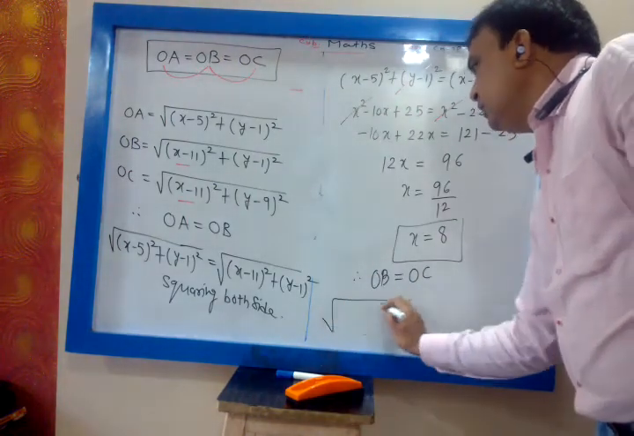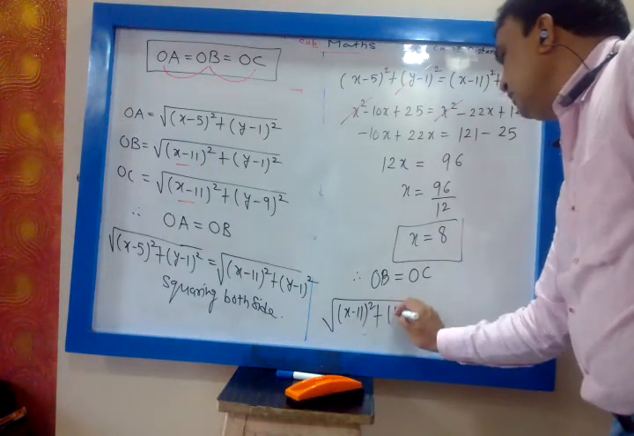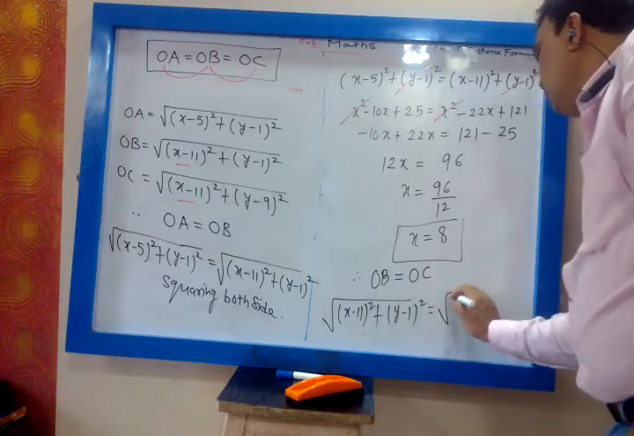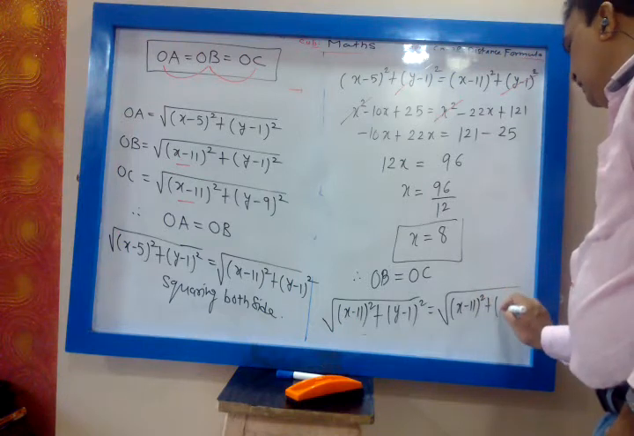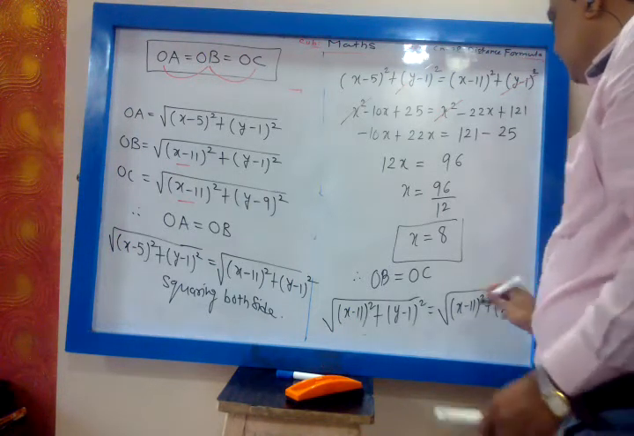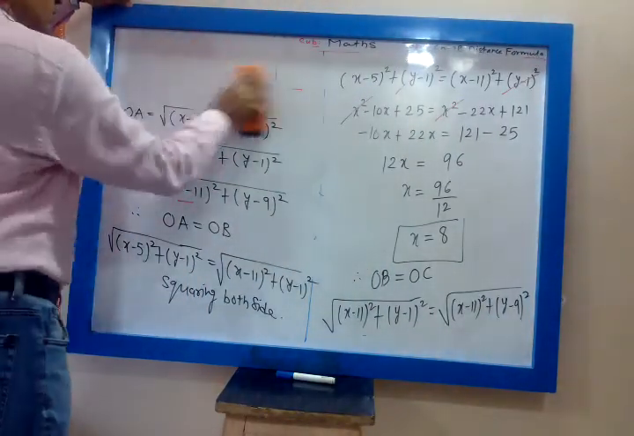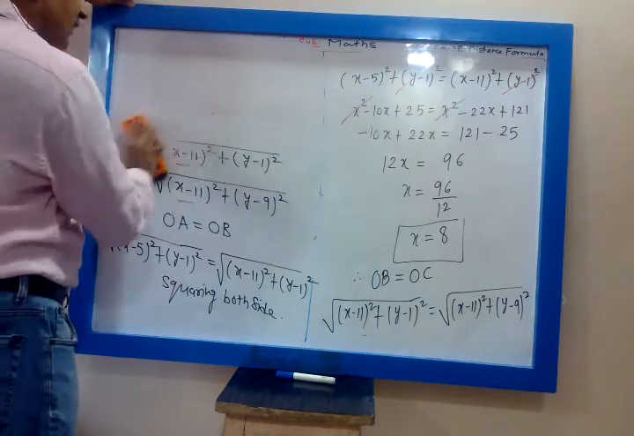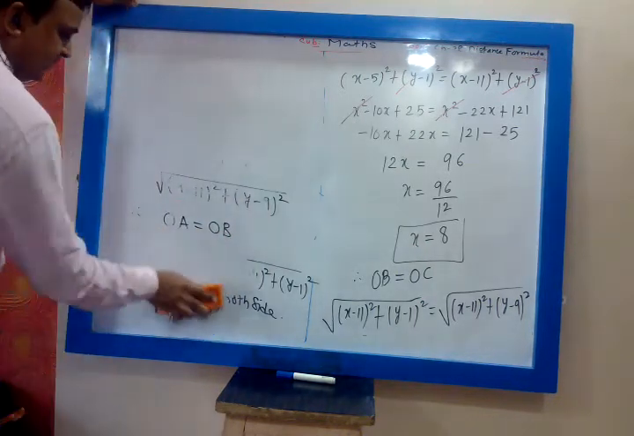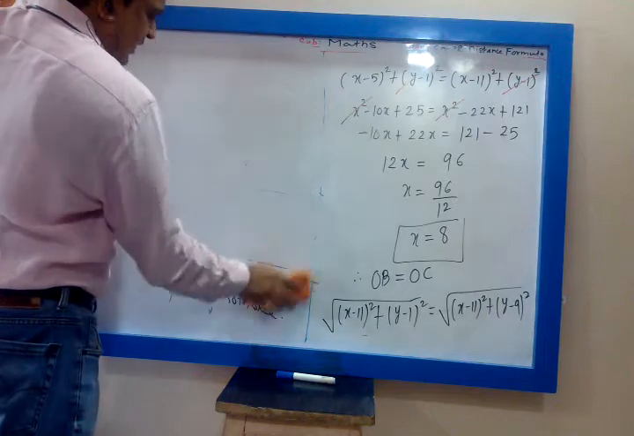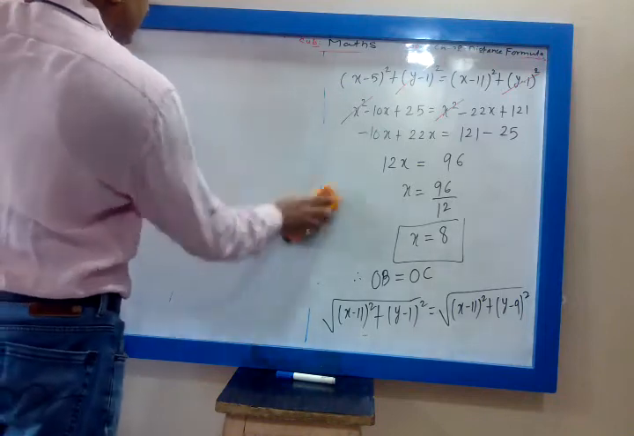So OB is the square root of (x minus 11) whole square plus (y minus 1) whole square, is equal to the square root of OC. OC is (x minus 11) whole square plus (y minus 9) whole square. So squaring both sides. What will you get? The square root sign will vanish when you square both sides.